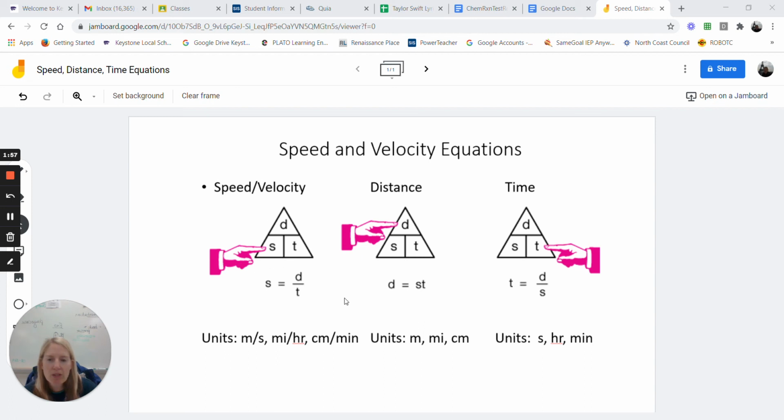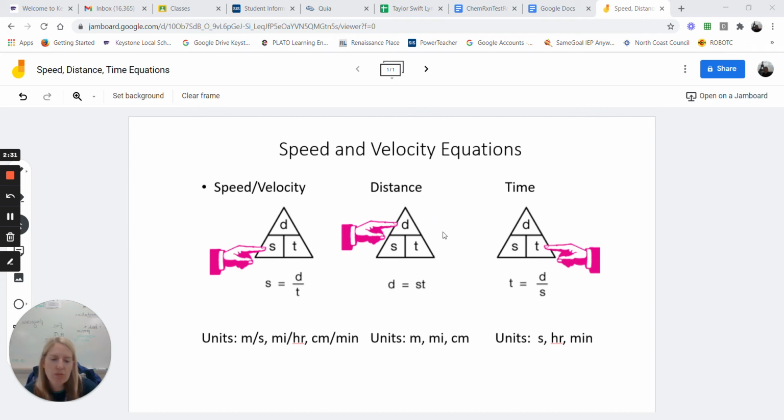From our speed equation, we can get the equations for distance and time. Just like with our density problems, we need to be able to solve for all three things involved in the equation. So you may be given the speed and the time, and you have to determine the distance. Our triangle can help us get that equation. If I'm looking for distance, which is here on the top, and I look at the other letters, I see they're next to each other. So speed times time would give us the distance.